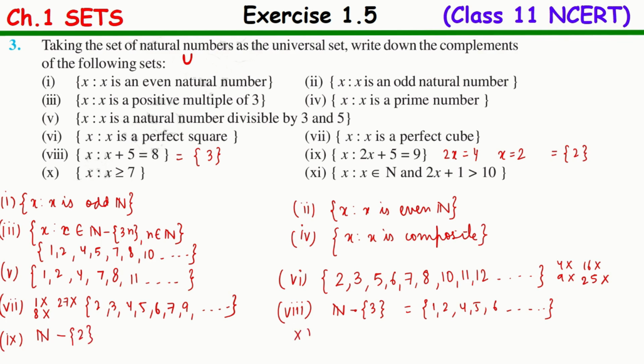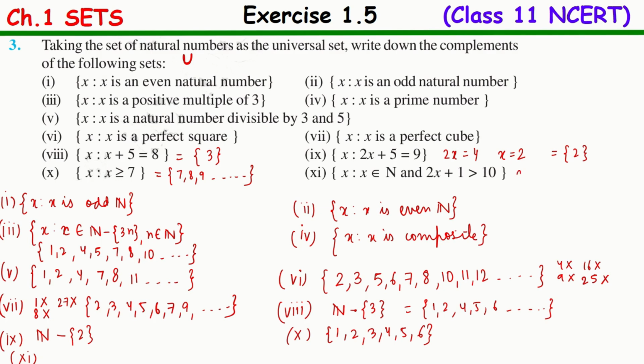Then 10th part says that x should be greater than or equal to 7. So this set will look like 7, 8, 9 and so on. So this complement will be what is not present in this set, which are 1, 2, 3, 4, 5 and 6.